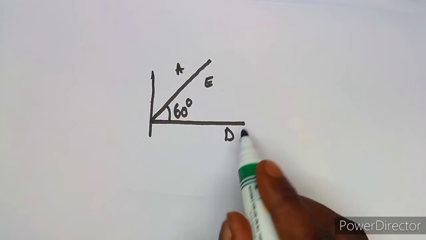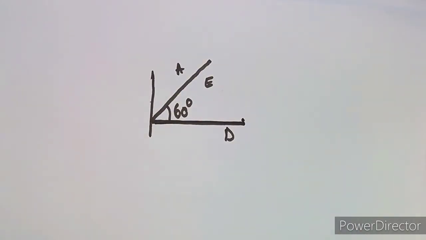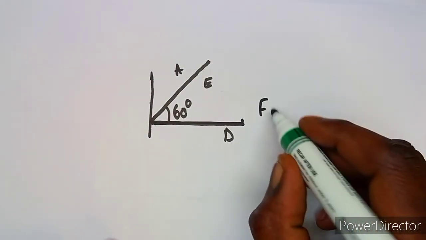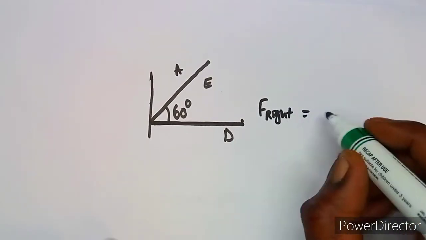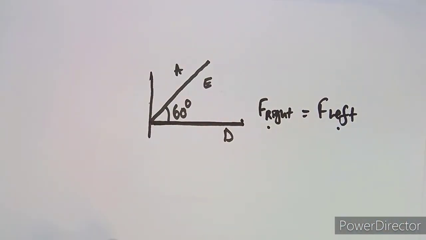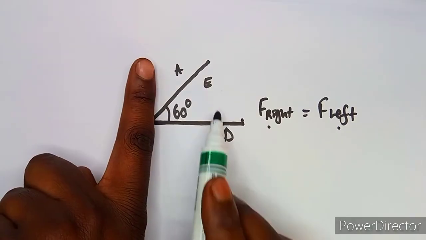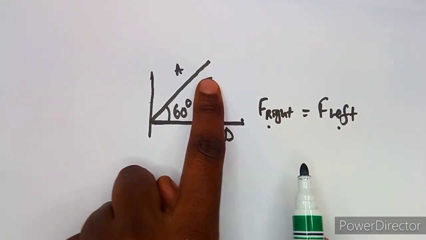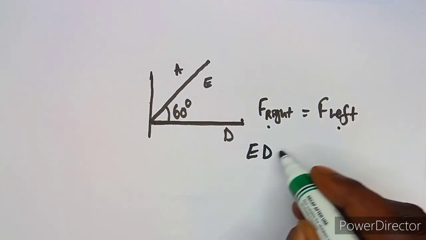So as you can see, this is actually a horizontal component. Whenever you're working with horizontal component, you know that the forces to the left should be equal to the forces to the right. Okay, that is the forces to the right is equal to the forces to the left. So which are your forces to the right? You're going to take this ED is the one that is to the right. This ED is the one which is on the far end. So that is the one which is on the right.